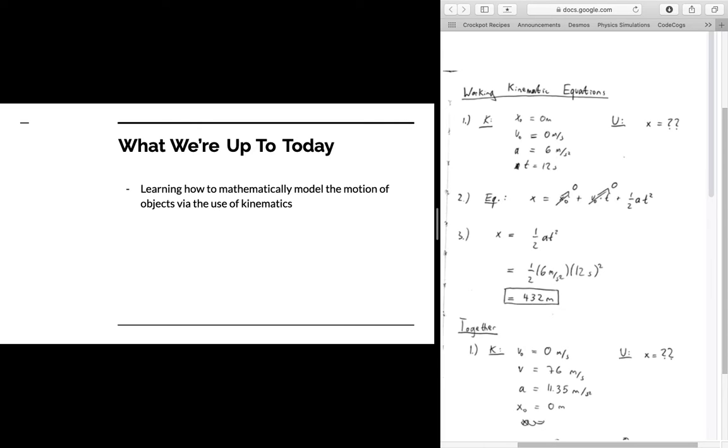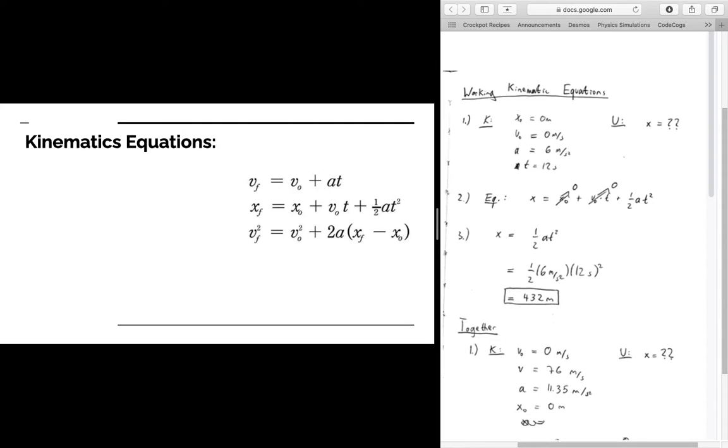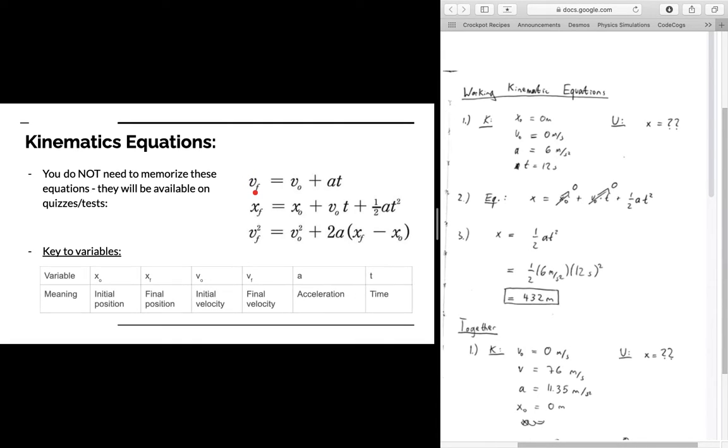Okay, so what we're up to today is learning how to mathematically model the motion of objects via the use of kinematic equations, and how to apply kinematics to find solutions to physical scenarios. So kinematic equations, you do not need to memorize these equations. They will be available on quizzes and tests, okay? But still, choosing between these three equations can seem quite daunting, so that's what we're going to focus our topic on today, okay?